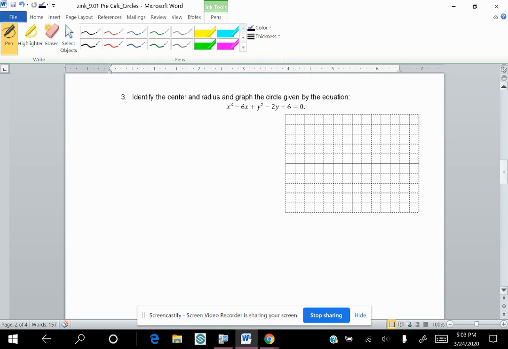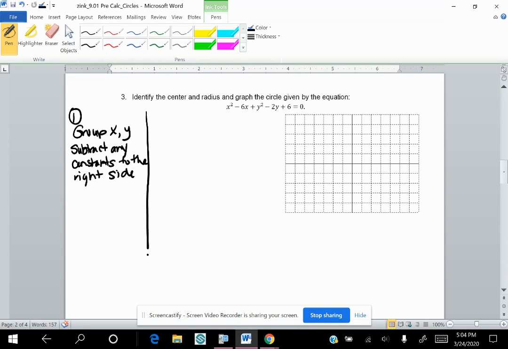All right, so first thing we're going to do is group your x's and your y's together, which in this case, ours are already in that order. So I'm going to group them with a blank for the x's and y's, and then I'm also going to subtract anything that doesn't have an x or a y. We call those a constant. Subtract any constants to the right side.